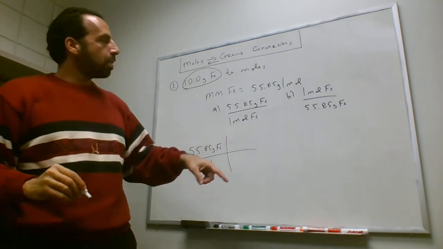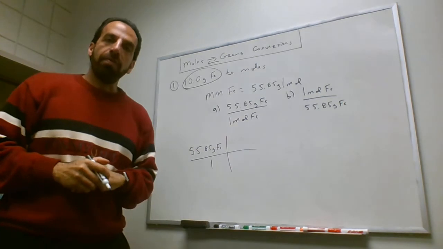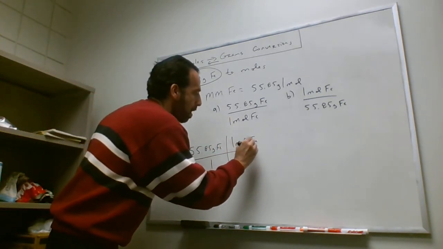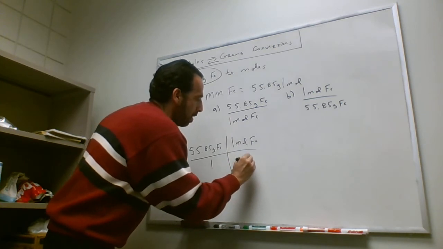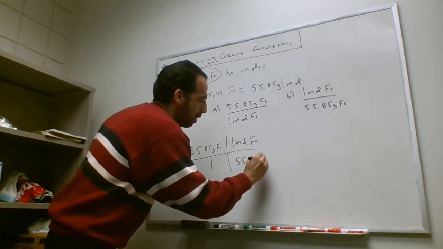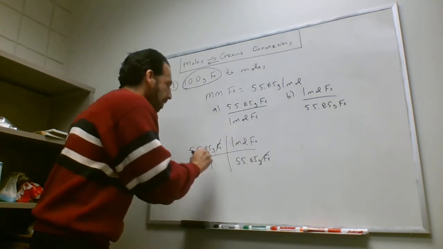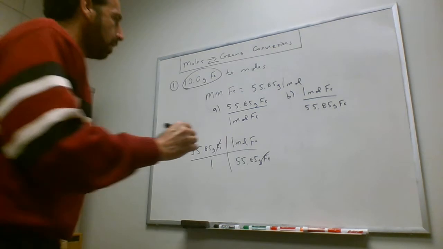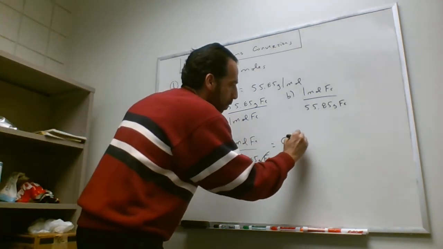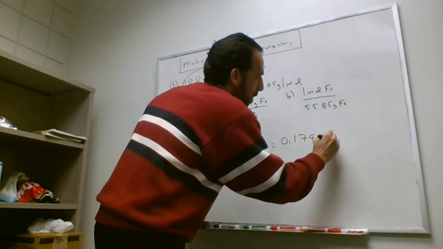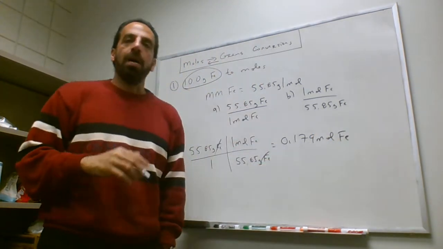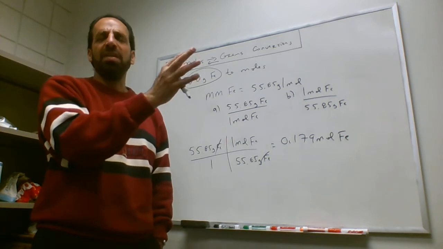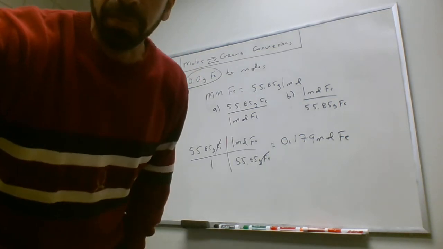I need to get to moles, so I'm going to use unit factor B. My grams cancel out and I'm left with moles, and this is actually going to be 0.179 moles of iron. So again, it's no different than we did before, except now we're just doing grams to moles rather than like our metric to English or metric to metric conversions.